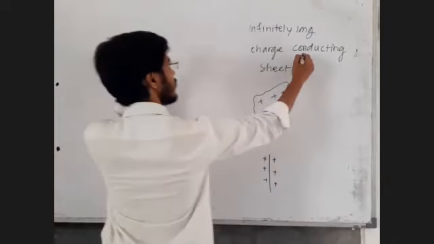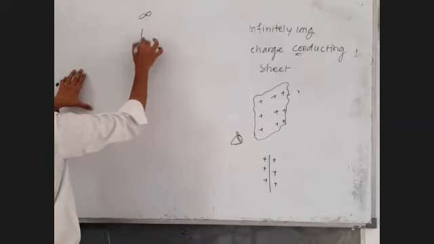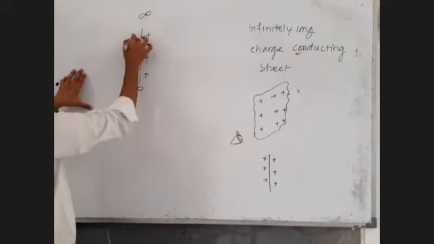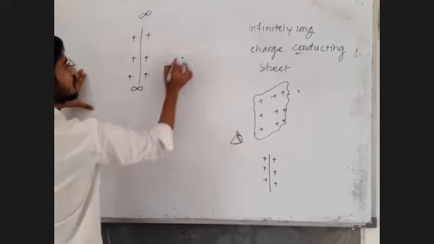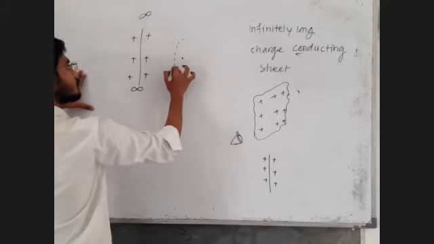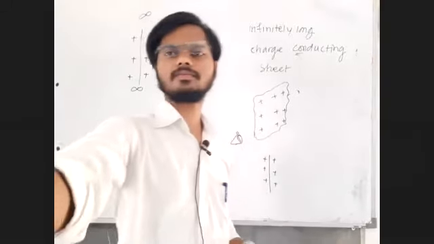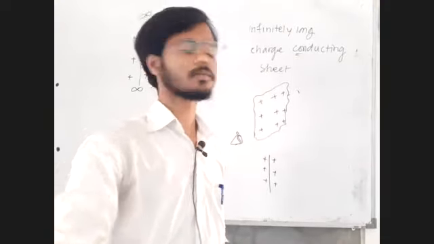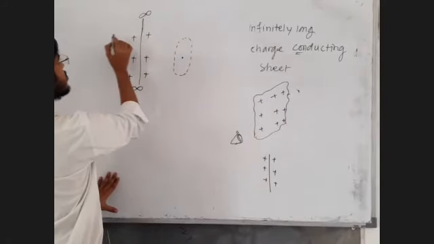Charged, infinitely long conducting sheet. Sir, I want to find out the electric field intensity here. Imagine a Gaussian surface. Same thing. Okay, how much time do we have? Whatever remains we will see in the next lecture.